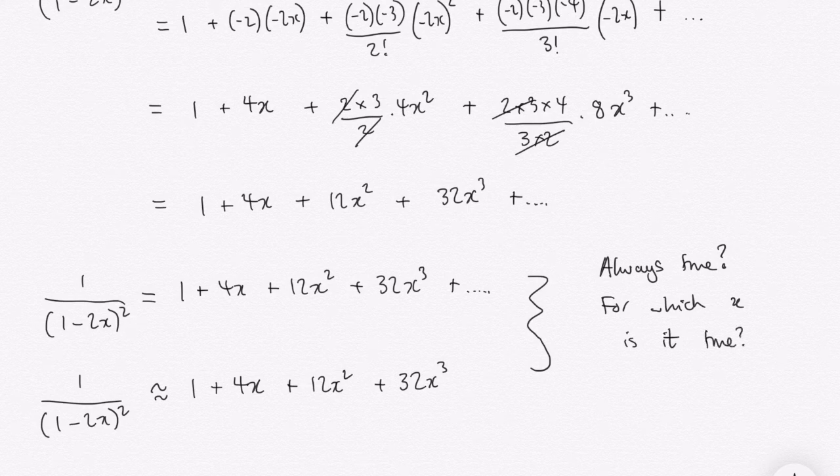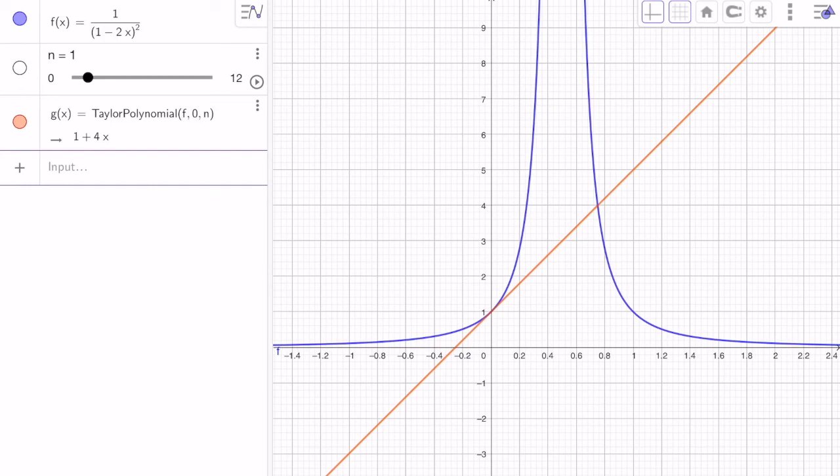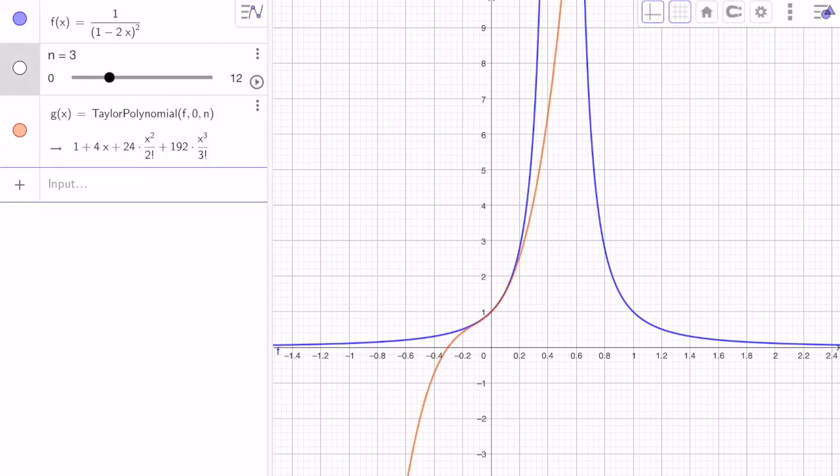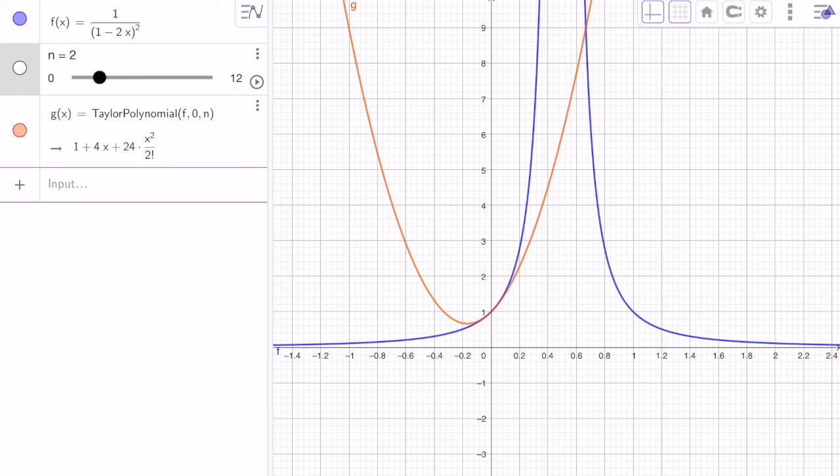And to see this, we can consider the graph of 1 over 1 minus 2x all squared. So in blue here we have the graph of y equals 1 over 1 minus 2x all squared. In orange we have the binomial expansion up to x to the power of n. And at the moment n equals 1, so we have 1 plus 4x, which is the first two terms of the expansion we found. And if I start to change this, if I change to n equals 2, we can see that we have 1 plus 4x plus 12x squared.